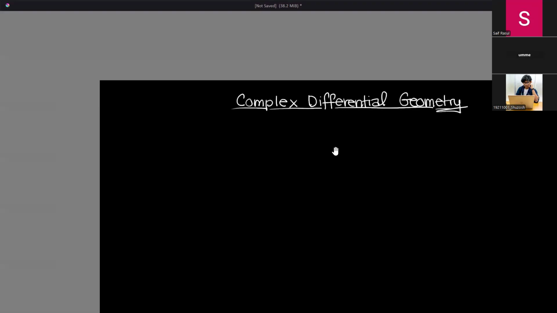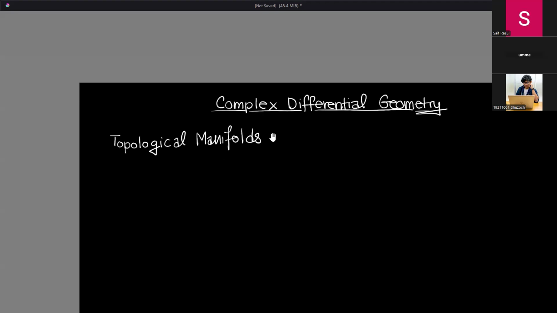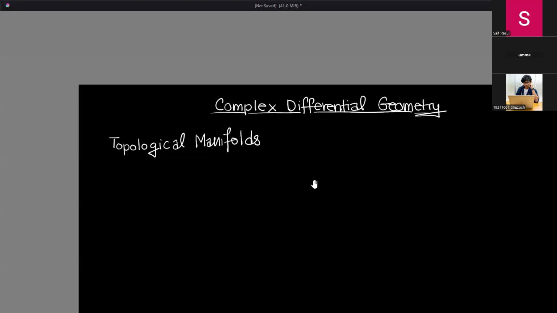Let's do a brief recap of what we've done so far in increasingly simplified terms. First thing we did was topological manifolds. Topological manifolds is when we only think of them as locally homeomorphic to Euclidean space. If they're real manifolds, then it's Rn, and if they're complex manifolds, this is Cm.